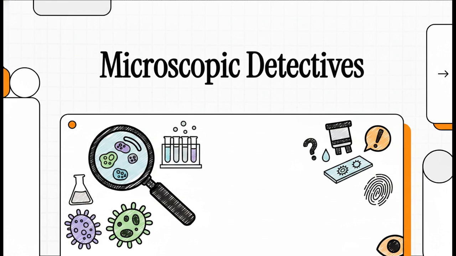Every single day, medical microbiologists act as microscopic detectives, trying to unmask organisms that are completely invisible to the naked eye. To pull this off, they rely heavily on bright field microscopy, which basically means illuminating specimens with visible light to form images based on differences in light absorption. But here's the thing. Just looking through a lens isn't enough. We have to actively force these microscopic suspects to reveal their true identities, their weaknesses, and their hidden weapons.